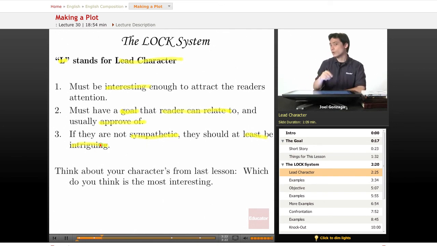So, think about all the characters you made from the last lesson. Which one of them do you think is the most interesting? And then maybe that should be your lead character.